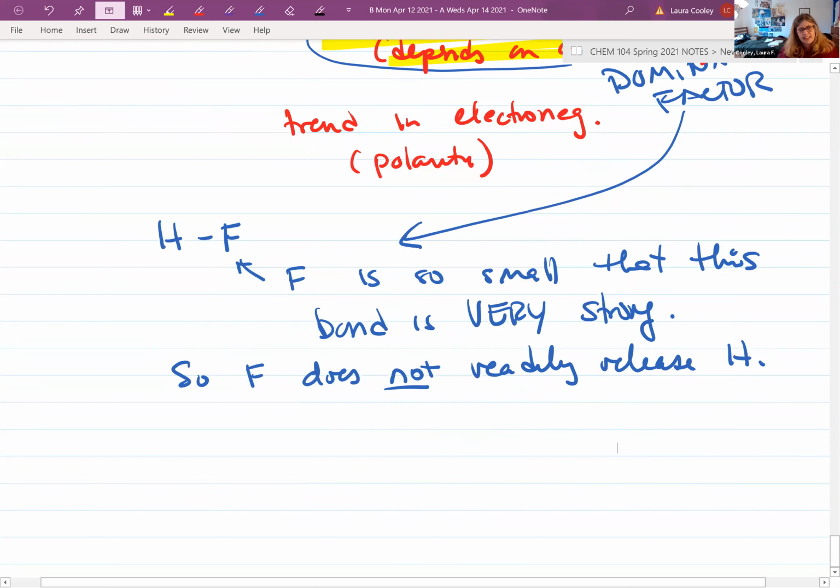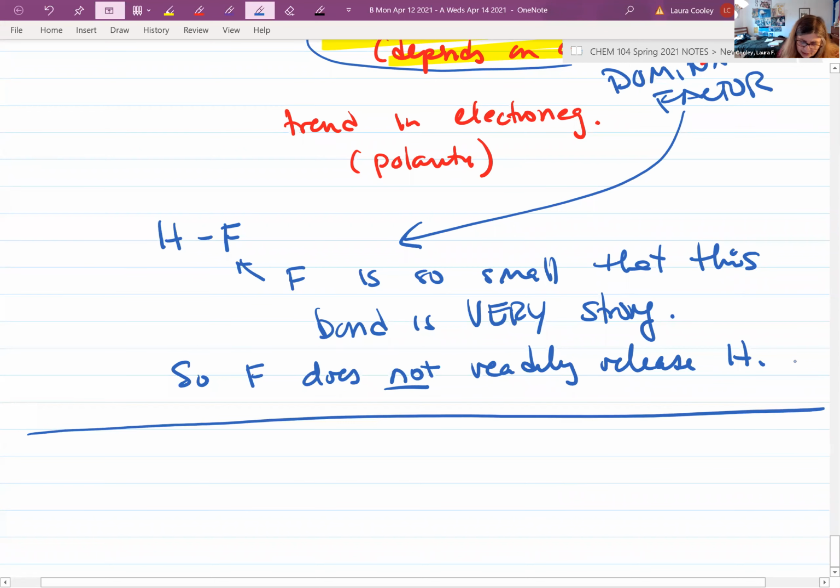So HF is a weak acid despite the fact that it is extremely polar and that hydrogen is close to being a proton already. It's because the fluorine-hydrogen bond is very short and very strong, and that is the dominant factor. That's just one of the more complicated things that I wanted to tell you about, because it's pretty interesting.